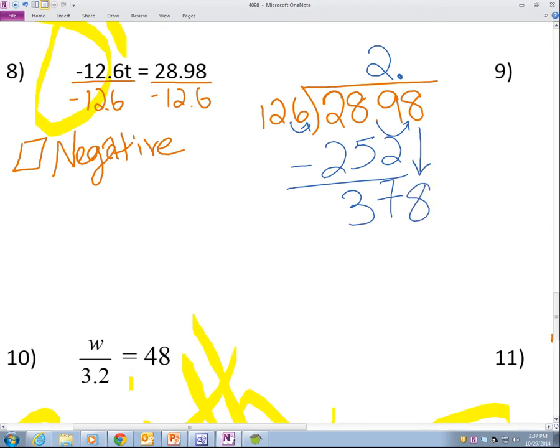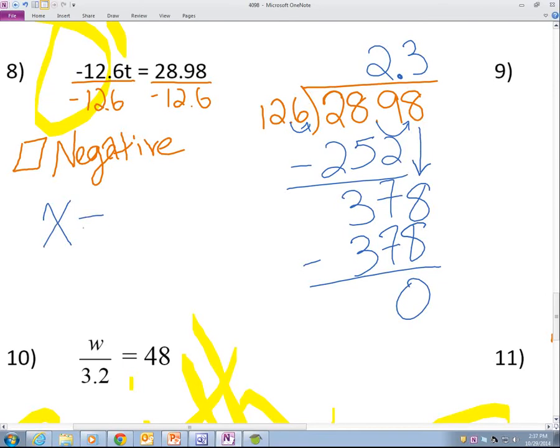Or 126 goes into 738 3 times, or 378. Nice and pretty. Zeros make me happy there. X equals 2.3. Take care of that negative. Boom.